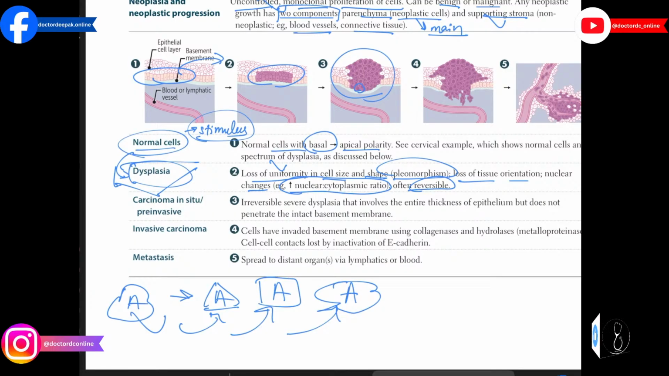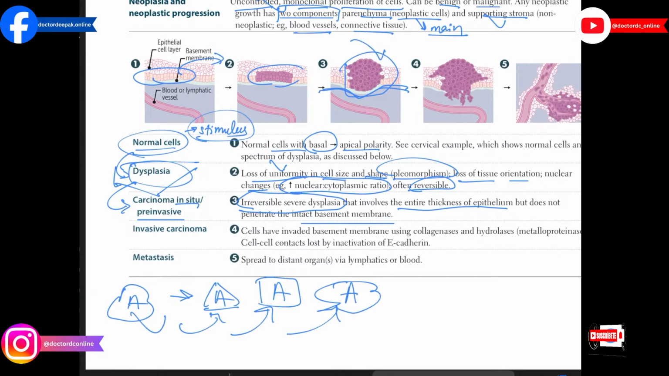But if we are not controlling the dysplasia, it will convert into carcinoma in situ. It is a pre-invasive stage, carcinoma in situ on the surface of the epithelium, and it is irreversible, unlike dysplasia. It involves the entire thickness of the epithelium but does not penetrate the basement membrane. The basement membrane remains normal and is not harmed. Up to carcinoma in situ, the whole thickness of the epithelium is affected, but the basement membrane is normal.